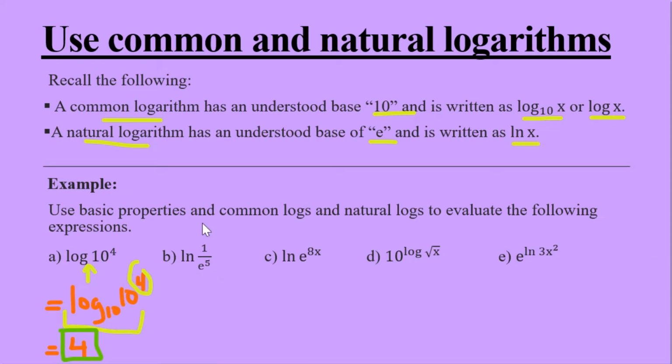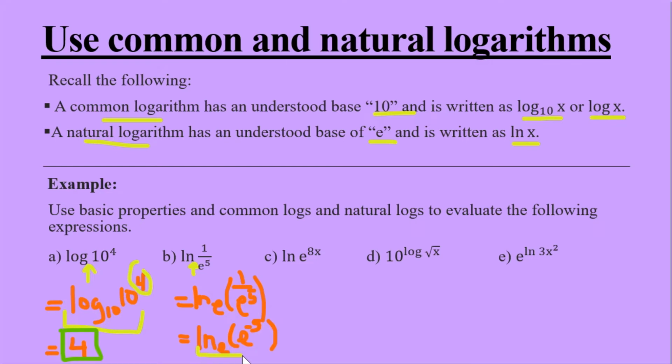Now let's take a look at the next example here. We see that with ln, there's no base written there, but we know it's understood to be base e. So we can rewrite it as ln base e of 1 over e to the 5th power. If you notice, we have this base e and we have this e to the 5th power, with 1 over that, so we can rewrite what we have in parentheses as e to the negative 5th power. Here it was a positive 5 in the bottom. Bring it up to the top, and that becomes a negative now.